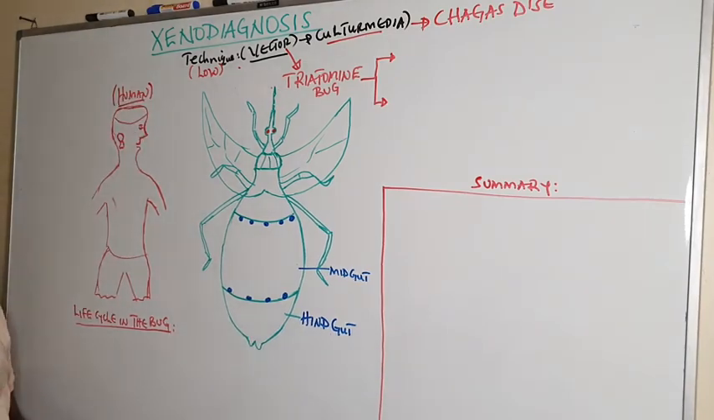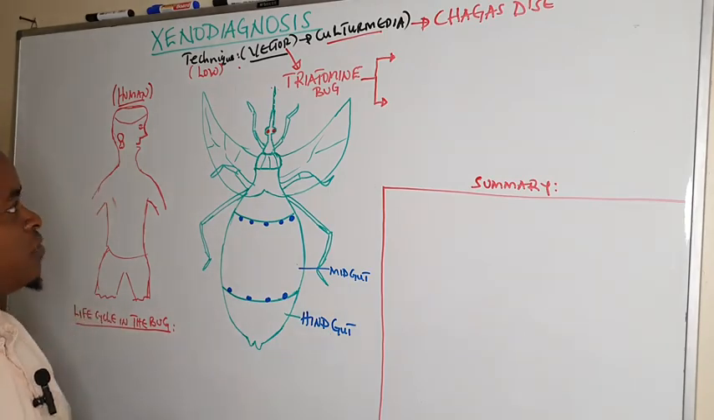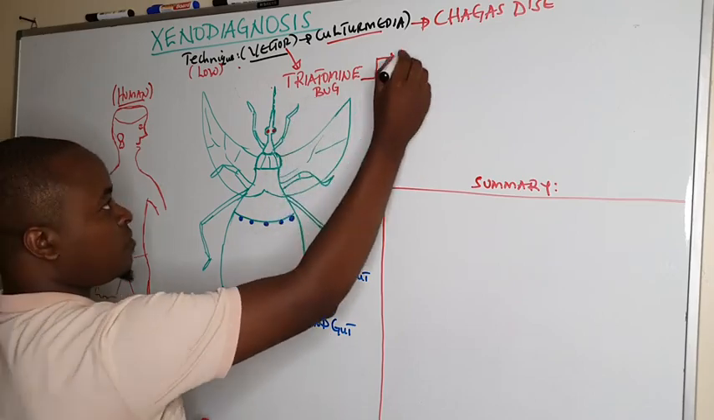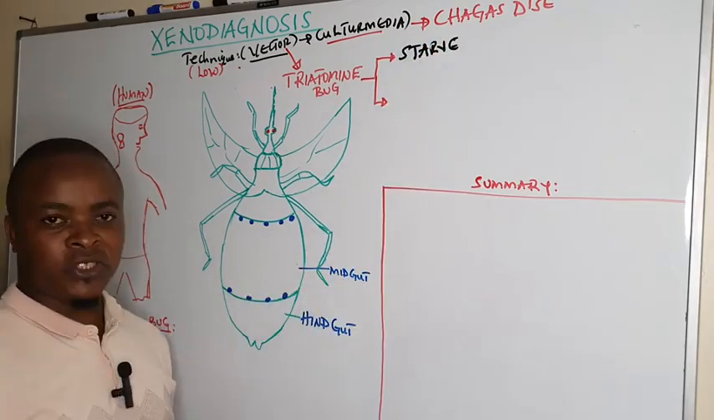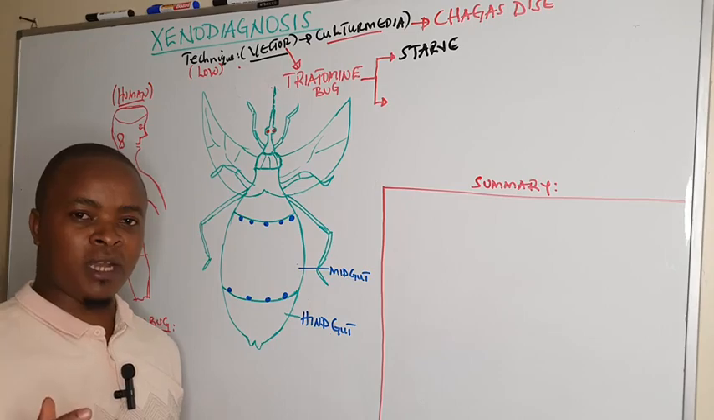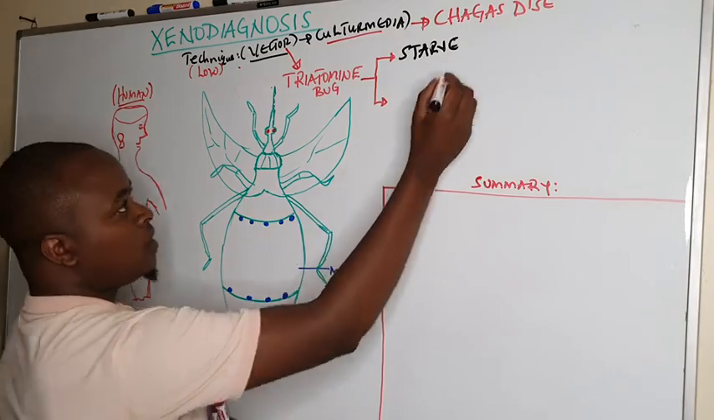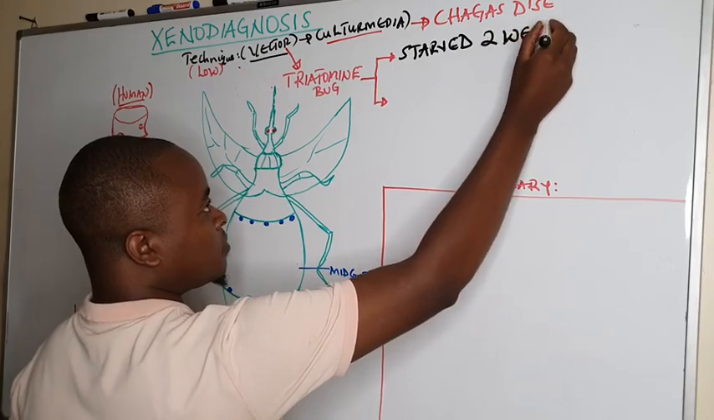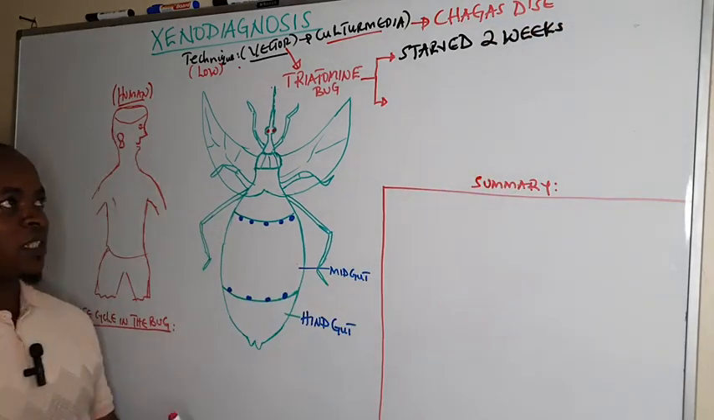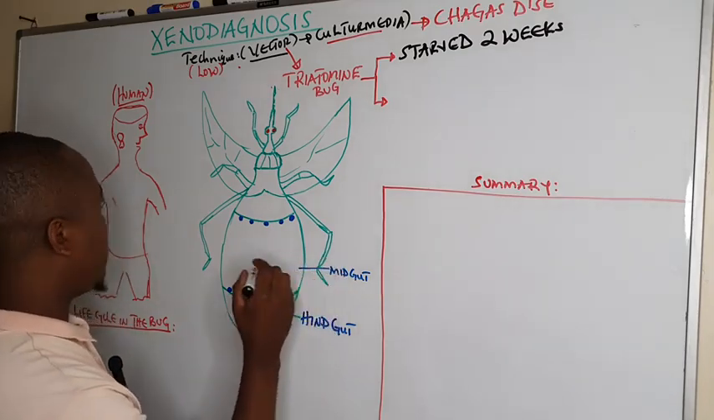So, when do we do it? After knowing the significance, we starve this triatomine bug. It is a laboratory reared triatomine bug. You can call it a kissing bug or a reduviid bug. This bug is starved for 2 weeks, while being reared in the lab, before we allow it to feed.